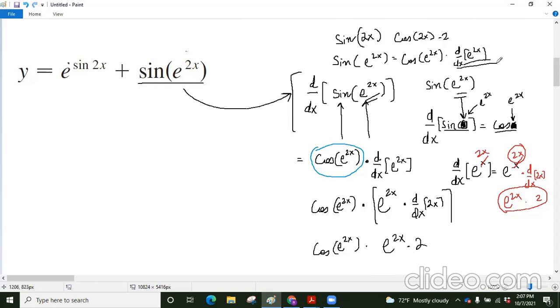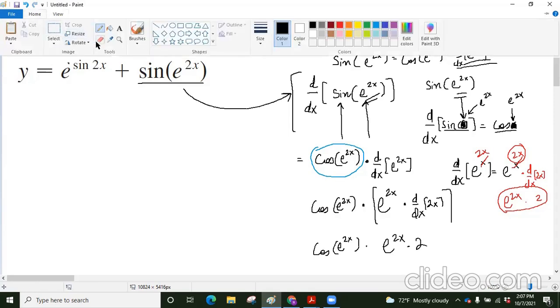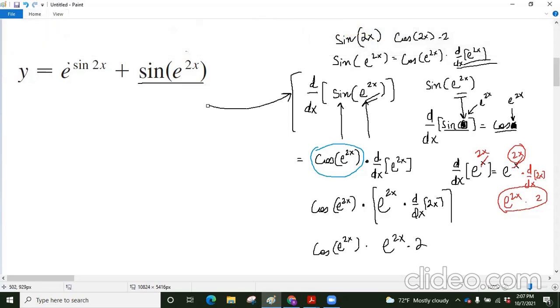So when we take the derivative of this, it's e to the 2x, but times that inner function, which is times the derivative of 2x, which is 2. So that's how we got this far, right? Now that we know how to handle stuff like this, we're going to revisit the problem.